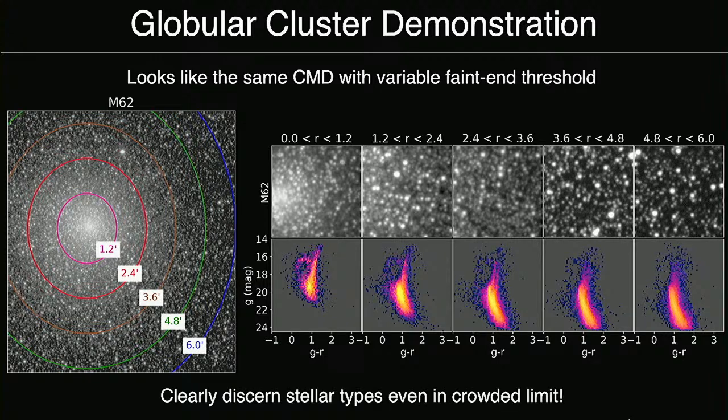But also, you can still clearly discern features associated with different stellar types, such as the blue horizontal branch stars, even in the center of M62. And that's telling us that not only are we able to do photometry in the crowded limit, but we're still able to do astrophysics with that photometry, which I think is extraordinarily important.